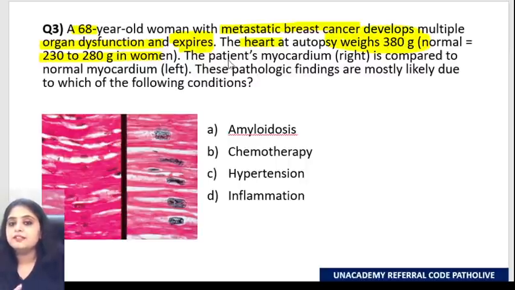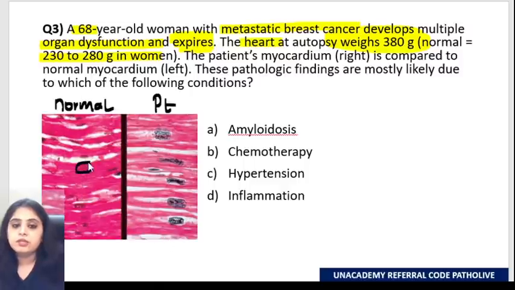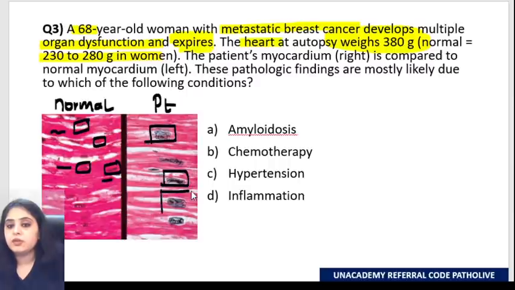Then they analyzed the microscopy. They saw the patient's myocardium. On the right, the patient's myocardium is compared with the normal myocardium on the left. So what do you notice? Overall, there are some cardiac fibers here and some cardiac fibers here. But if I look at the nuclei of those cardiac fibers here, they are very thin and slender, very thin spindle. Whereas the nuclei over here look very broad and blunt.